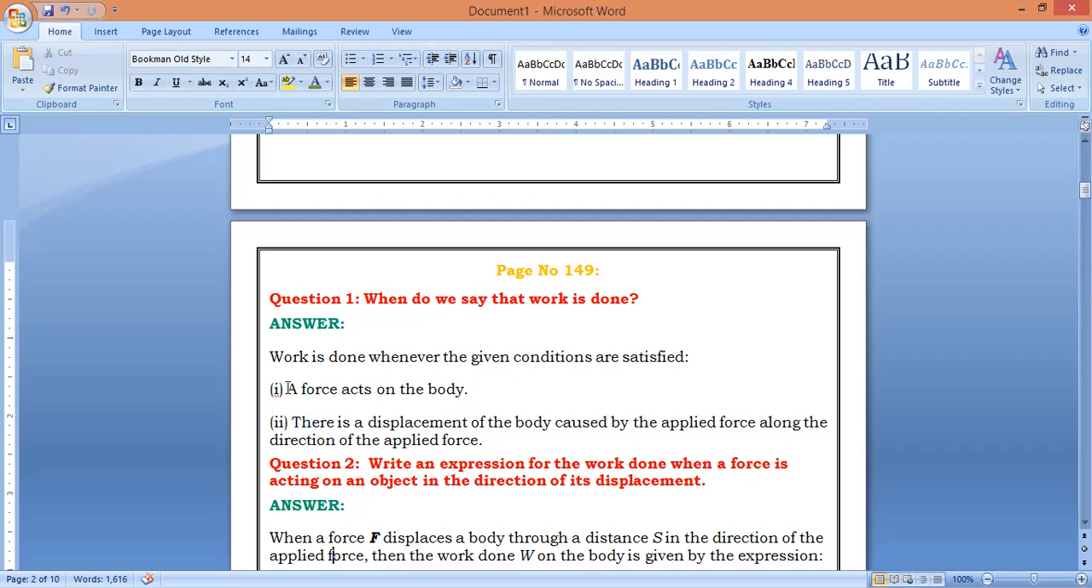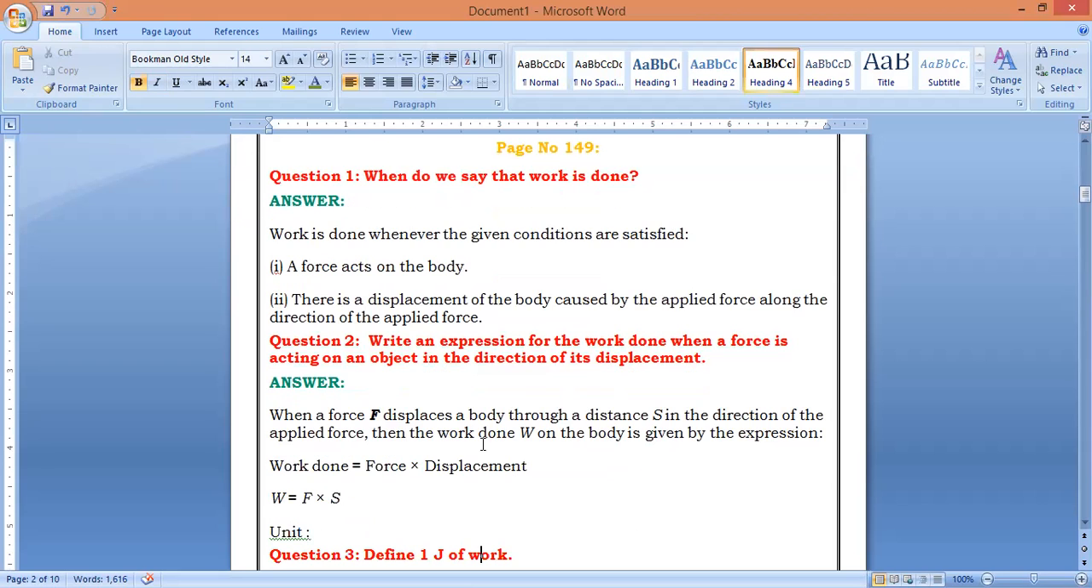The first condition is a force acts on the body. The second is there is a displacement of the body caused by the applied force along the direction of the applied force. In which direction the force is applied, in the same direction there is a displacement of the object.